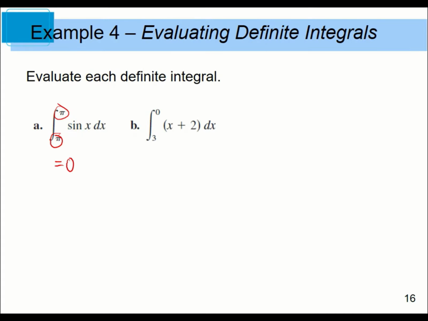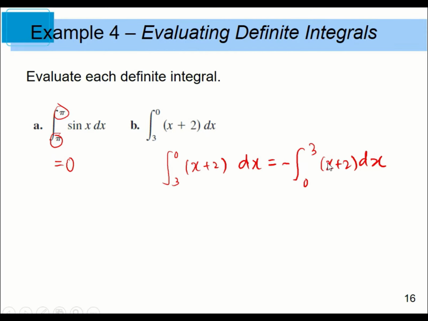Now question B. If we integrate x plus 2 from 3 to 0, according to the properties, this is actually the negative of 0 to 3. We integrate the same function.